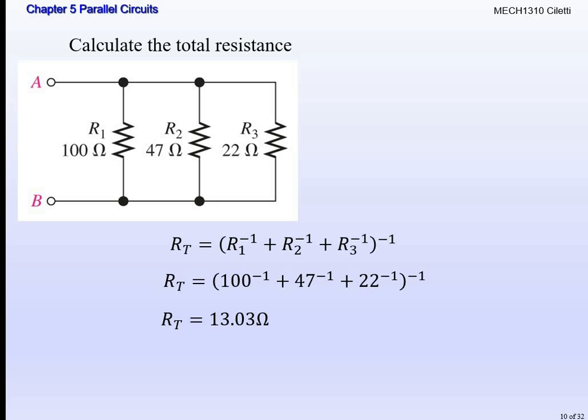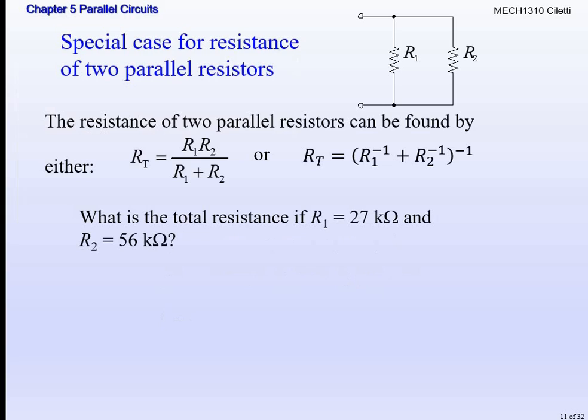Make sure that you're getting those calculations down right. But 13 is less than 22, so we did do the total resistance in the parallel circuit correctly. The total resistance calculated has to be less than the smallest resistor in parallel. We have to be less than 22 in this case.